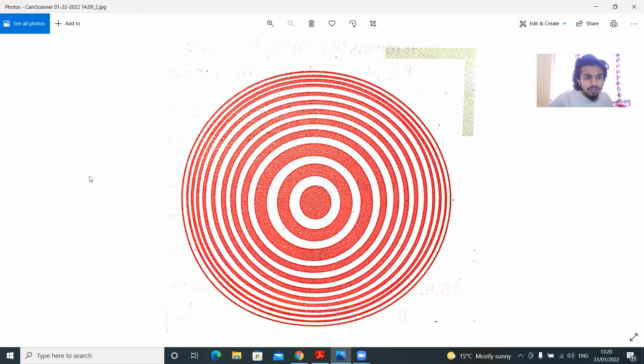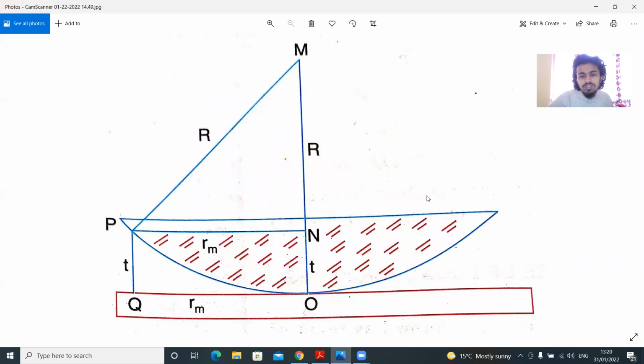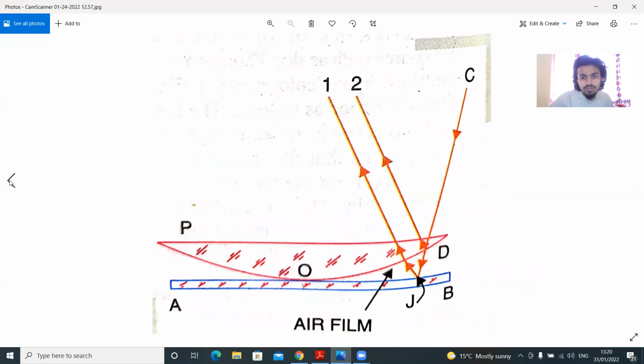And for this, we want to go into detail of this phenomenon. This is the geometry of the plano-convex lens. Before going into this, I want to emphasize this phenomenon. Here we take a ray, named C, incident on this plano-convex lens, and at point D, the border between glass and air, reflection and refraction take place.